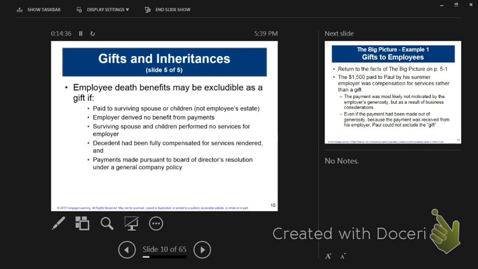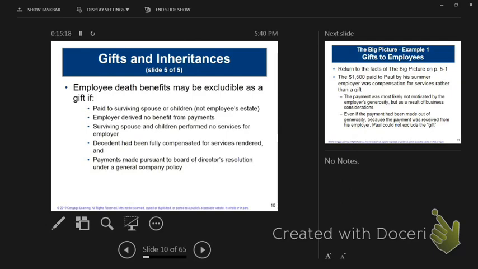They could also be excluded as a gift if they're paid to the surviving spouse. These are the various reasons. They're derived where no benefit from the payments. Okay, so the key here is the employer cannot benefit. If the employer benefits from death benefits of the employee, then they're taxable. Employer cannot take out a death benefit policy on their own employee. All right, surviving spouse, they perform no services to get it. They have been fully compensated. One of the things you're going to see over the next couple slides is if you're being reimbursed for wages, it's taxable. Even though it's some type of insurance policy, if you're being reimbursed for wages, it's taxable.